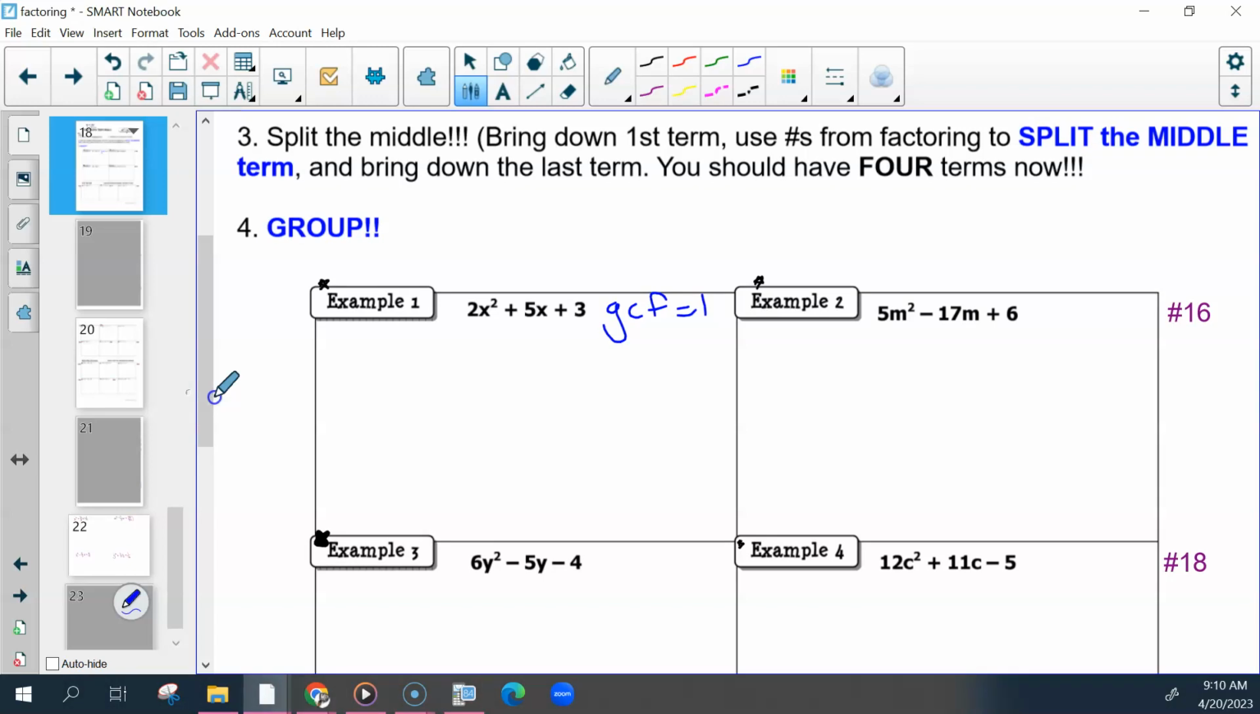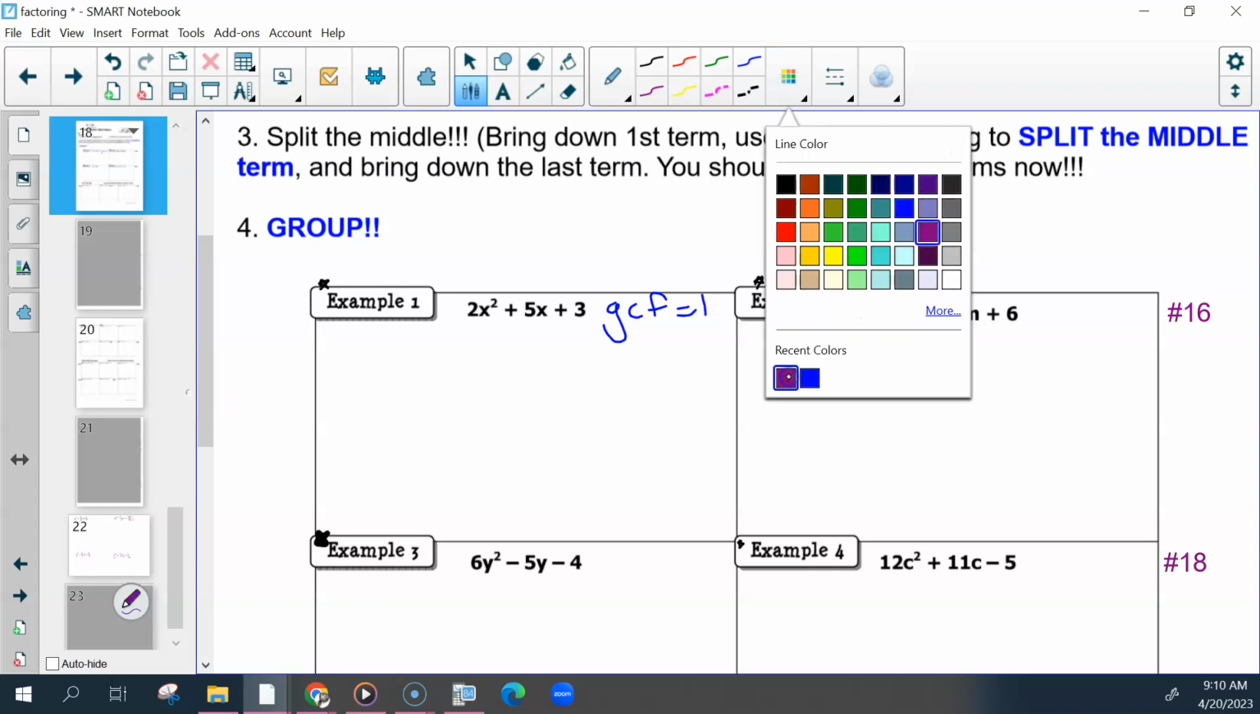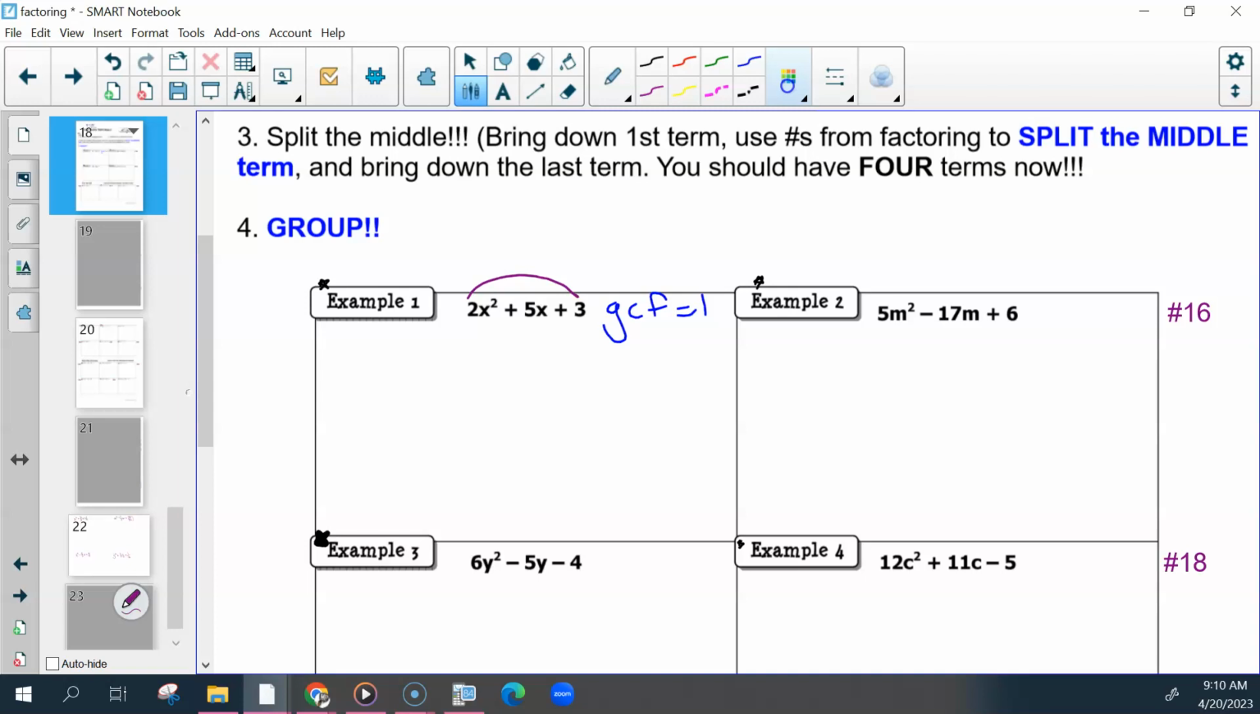I would say it would be good practice for this. That way, when you actually get a GCF, it's different than you have practice already. Then we're going to multiply 2 and 3. So 2 times 3 would give us 6. So we're looking for 2 numbers that multiply to be 6, that also add to be 5. 3 and 2 work.